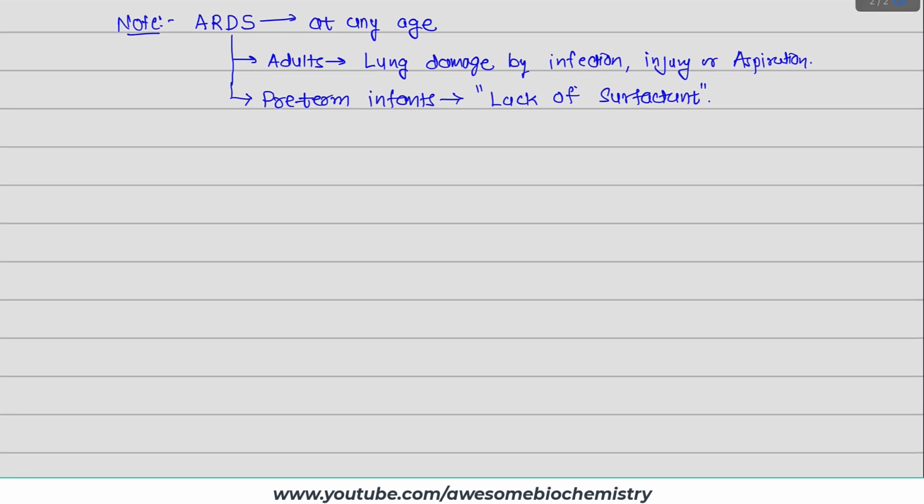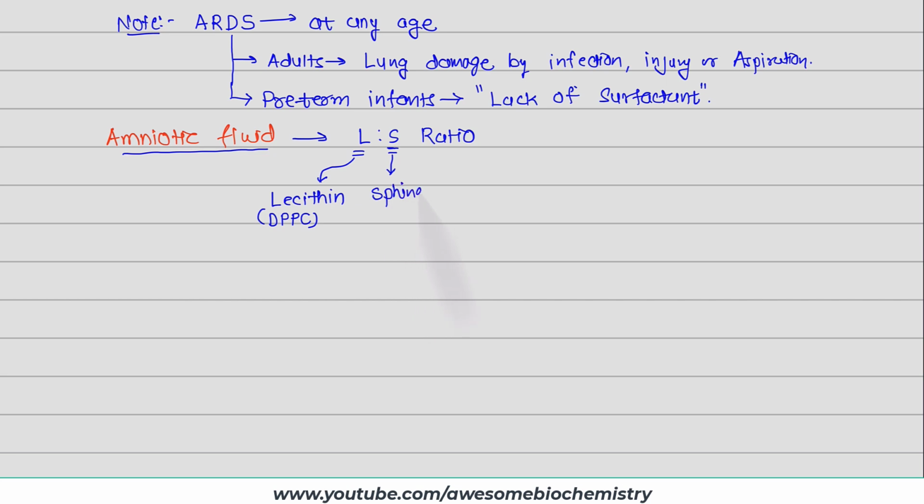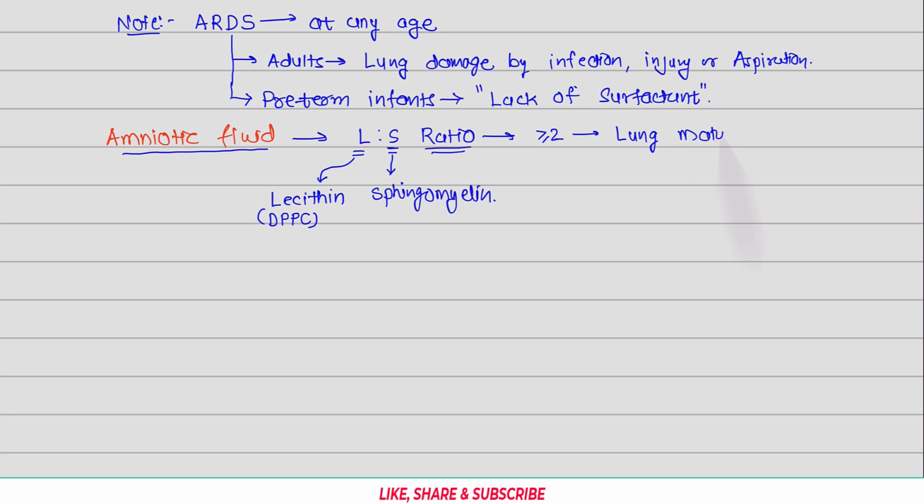We can actually predict fetal lung maturity before delivery by testing amniotic fluid. We can measure LS ratio in amniotic fluid. Here, L stands for lecithin, which is just another name for dipalmitylphosphatidylcholine, and S stands for sphingomyelin. A ratio of 2 or more indicates lung maturity because there is a natural shift from sphingomyelin synthesis to dipalmitylphosphatidylcholine synthesis at around 32 weeks.